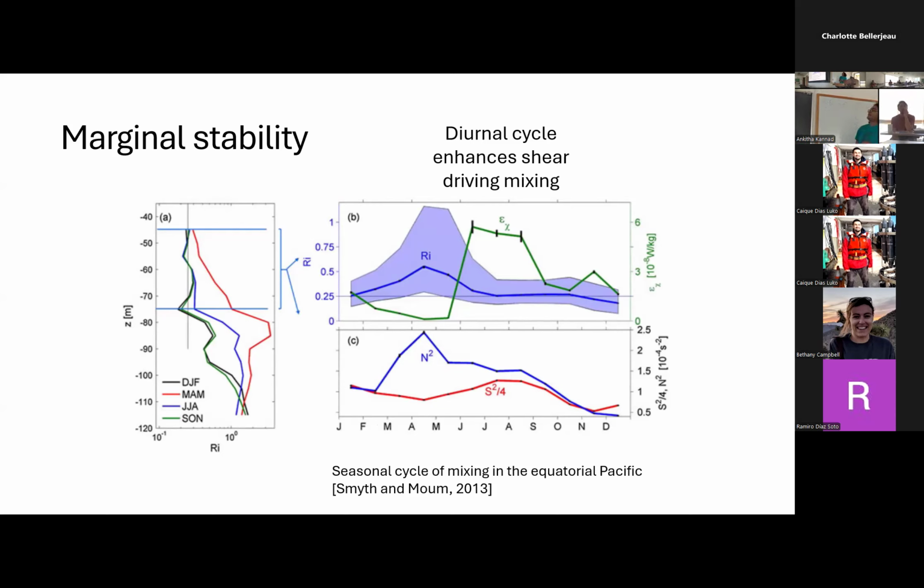Yeah. And then for the second graph, that S squared divided by 4, what is the divided by 4? Yeah, so that's a way in which it's represented. Just so if you do that, you can do the N squared over S squared in your brain. Oh. And so yeah, where these values are similar is where you get a Richardson number that's almost 1/4. That's just a way to help show that.